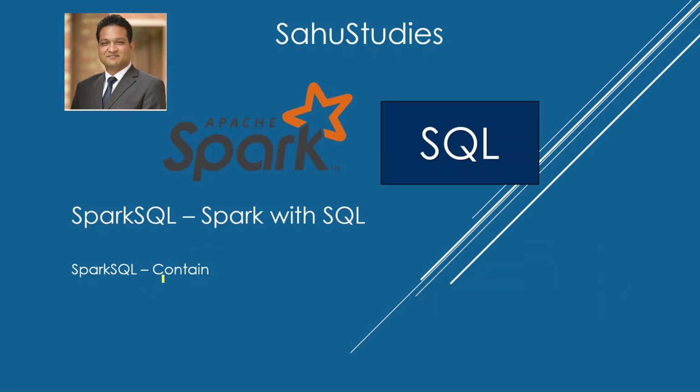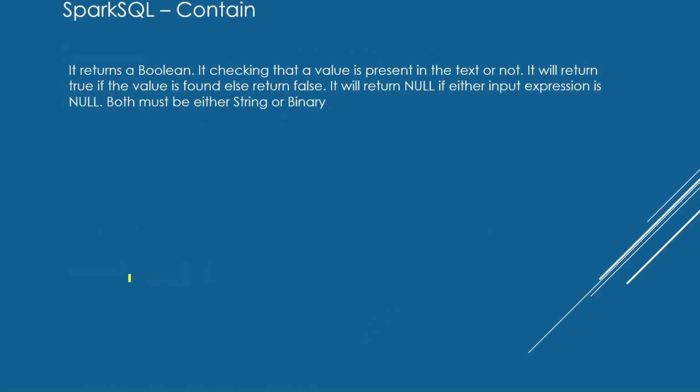In this video, we are going to see the contains function in Spark SQL. So what is the contains function and why do we use it? The contains function returns a boolean. It checks whether a value is present in the text or not. It will return true if the value is found, else it returns false. It will return null if either input expression is null. Both must be either string or binary.